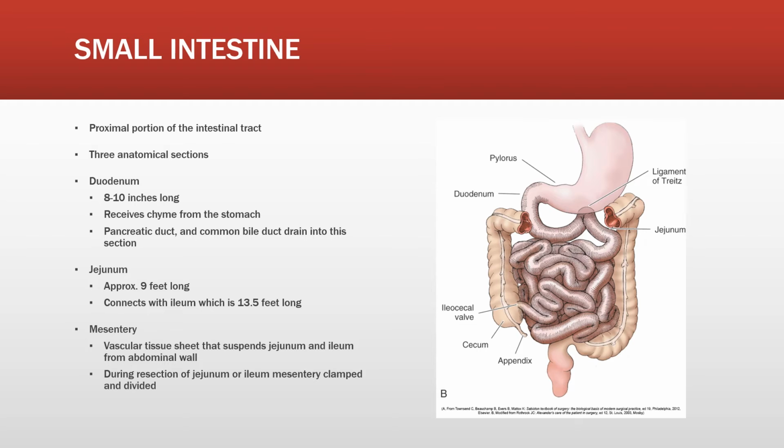And this, of course, is all covered by the mesentery. So we have that omentum, greater omentum, which we'll get into in a minute, and the mesentery. This is the vascular tissue sheet that suspends the jejunum and ileum from the abdominal wall. So remember again, as I said before, none of our organs are free floating. They are all connected to something. And in this case, it is the mesentery. So during a resection of that jejunum or ileum, that mesentery is going to need to be clamped and divided.